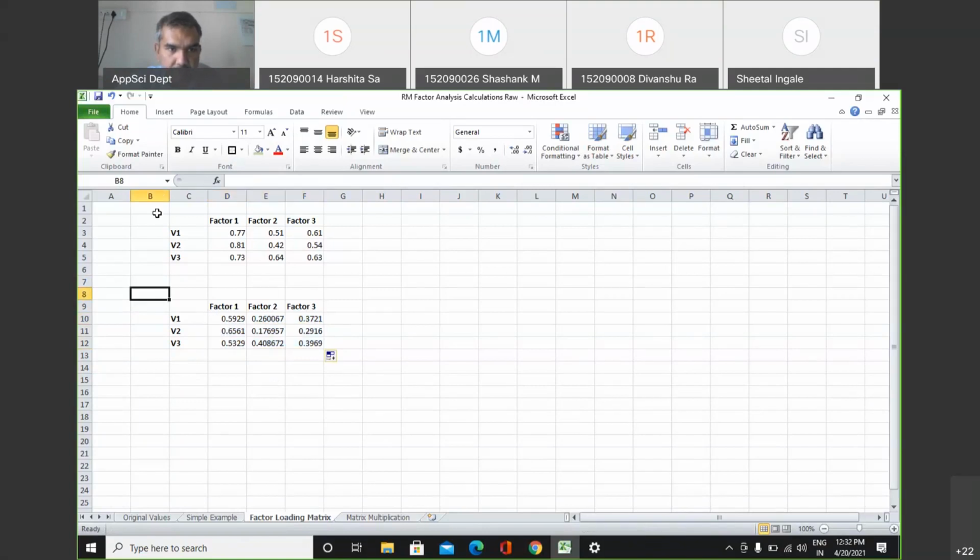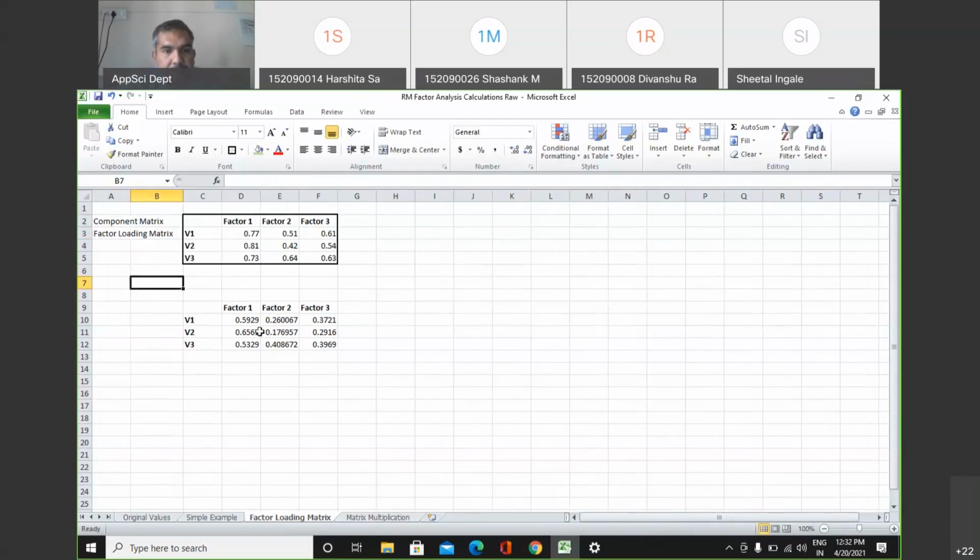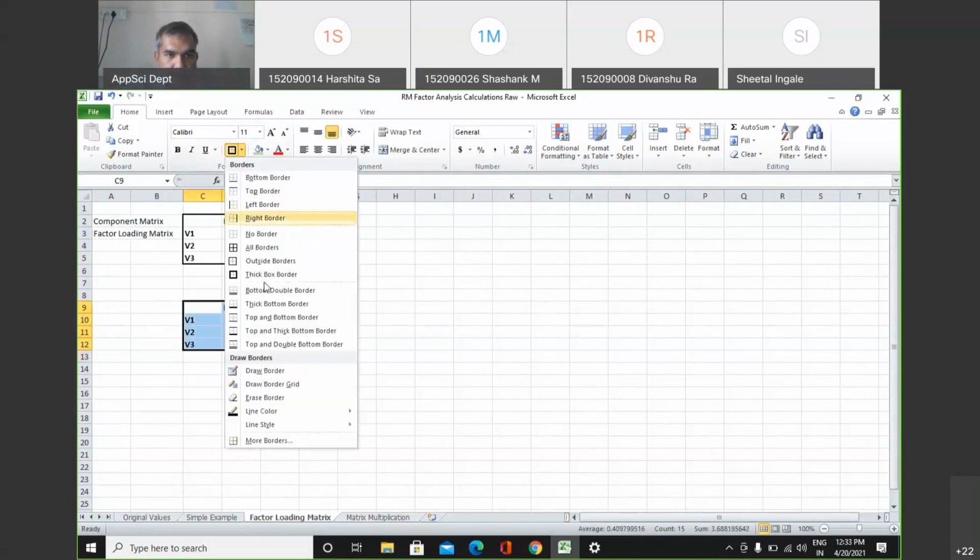This is called the factor loading matrix. The upper one is called the factor loading matrix or component matrix. In many software packages, you will see it as a component matrix. It is an important step, but we don't use it directly to find the other things. So we square it and we call this new matrix by a different name.